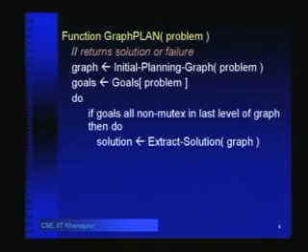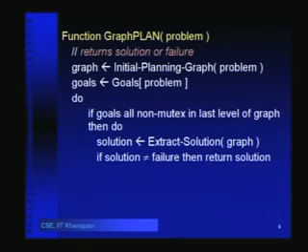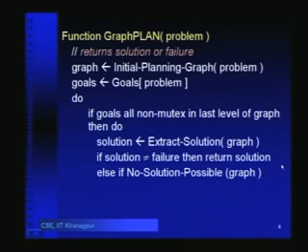So, we try to extract a solution from the graph. If the solution is not failure, which means that if we are able to find the solution, then we return the solution. Right. I have not yet explained what is inside this extract solution, but the idea is that we try to extract the solution from the graph, and if we succeed, then we return that as the plan. Otherwise, we check whether no solution is possible in the graph, and when can we say that? If we have already reached the fixed point, right, then we say that no solution is possible in the graph, then return failure.